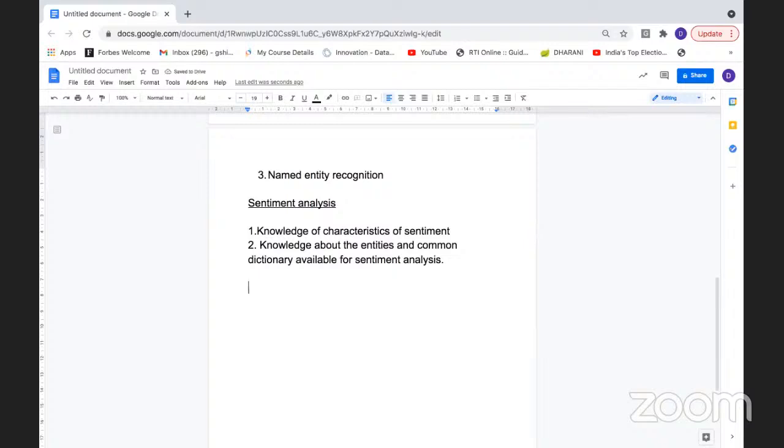Then you do classification of text. As part of this, first you go for a supervised learning algorithm. You go for training and test. You go for validation.